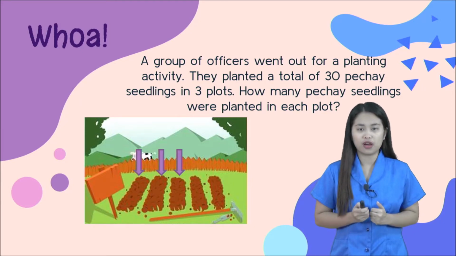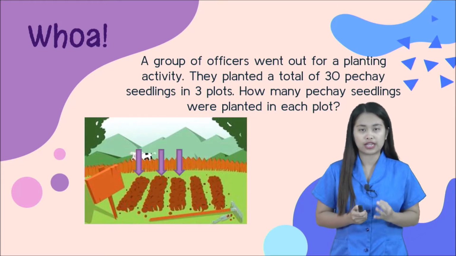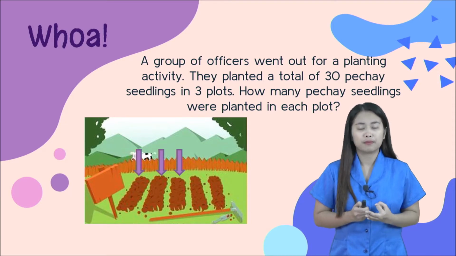A group of officers went out for a planting activity. They planted a total of 30 petchay seedlings in 3 plots. As you can see in the picture, there are 3 arrows. Those are the plots where they planted petchay. How many petchay seedlings were planted in each plot?